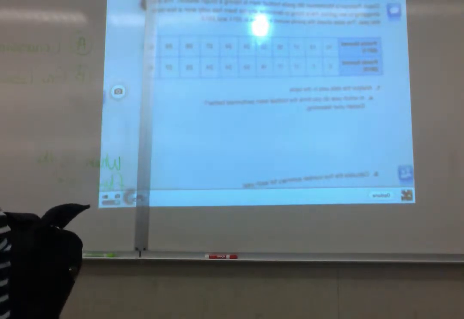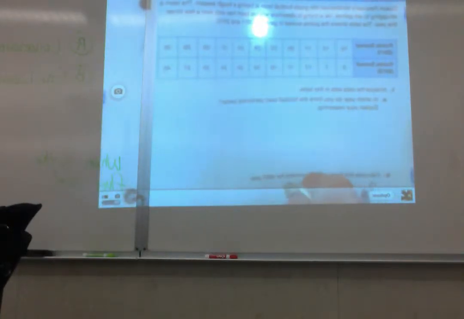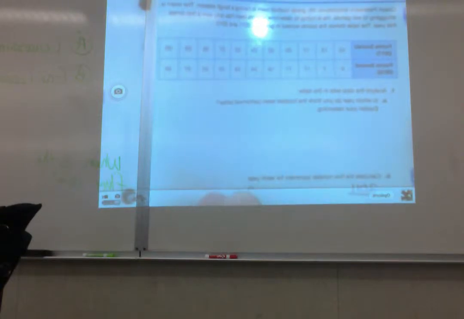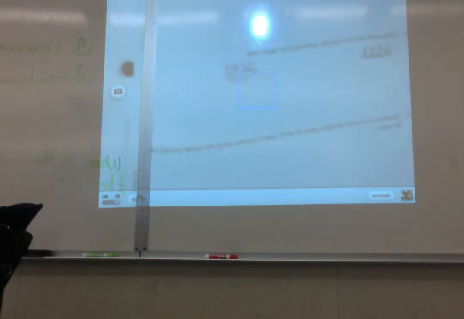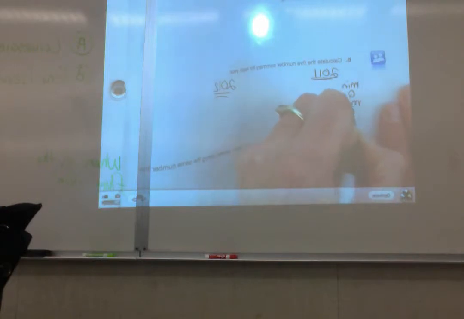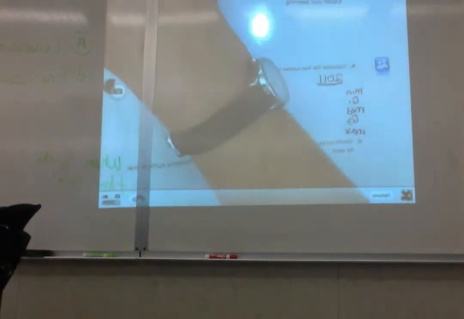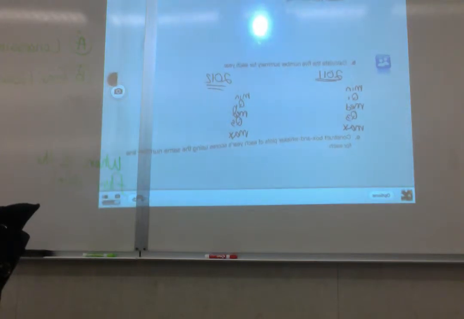Okay, now it says calculate the 5-number summary for each year. So we've got 2011 and 2012. The 5-number summary is the stuff like min, Q1, median, Q3, and max. All right, let's divide and conquer, don't you think? Good idea to get this done.